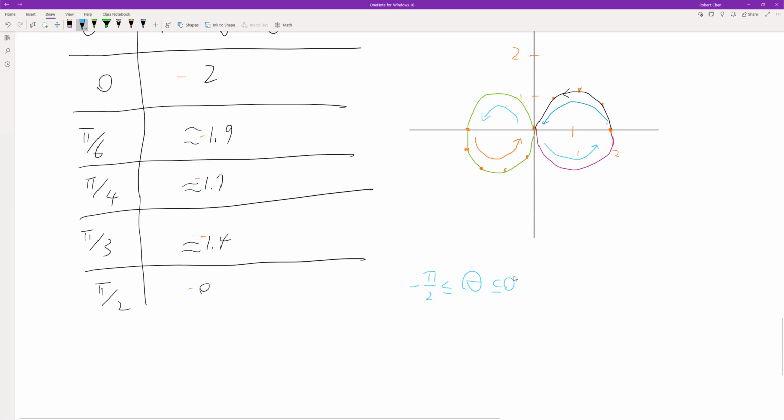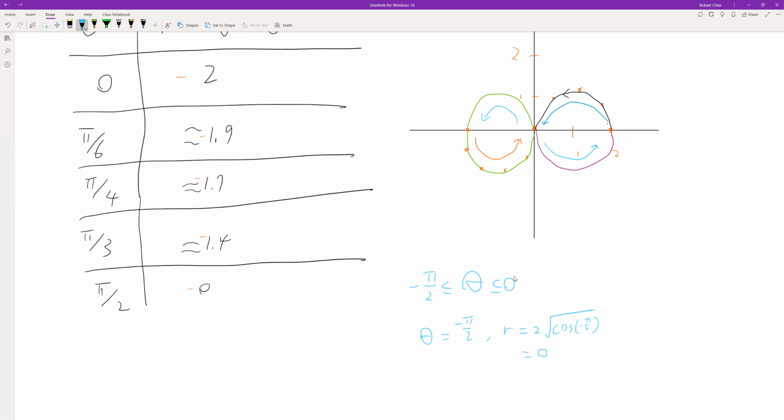Let me show you an example. Let's say theta is negative pi over 2, then r is equal to 2 times cosine of negative pi over 2, which is still 0, right?